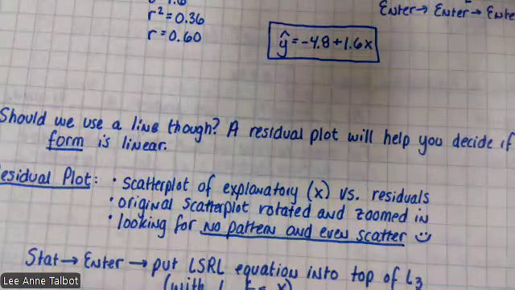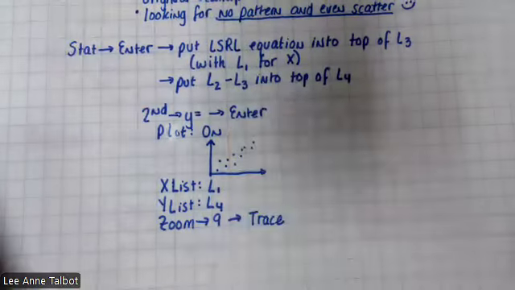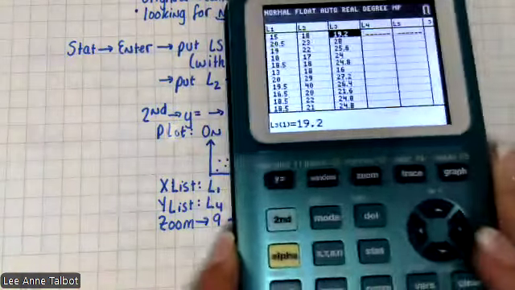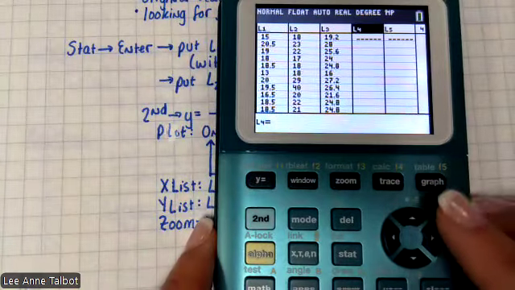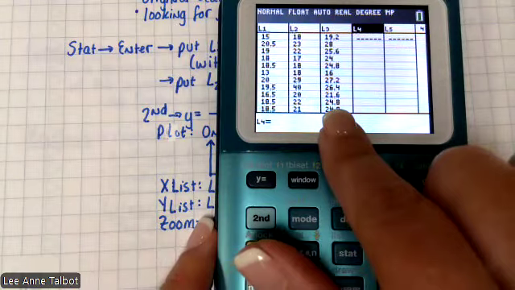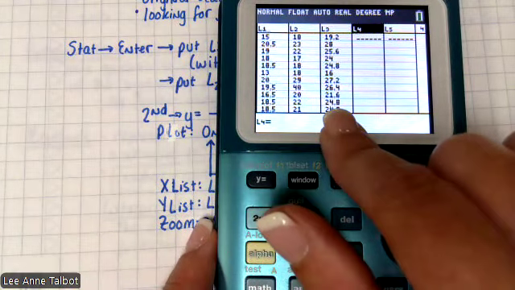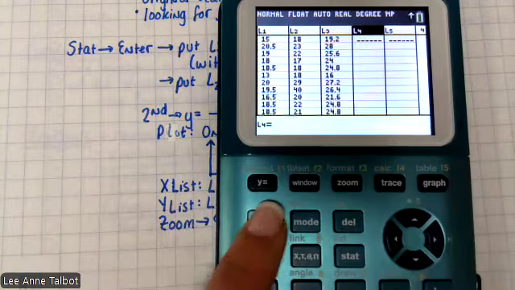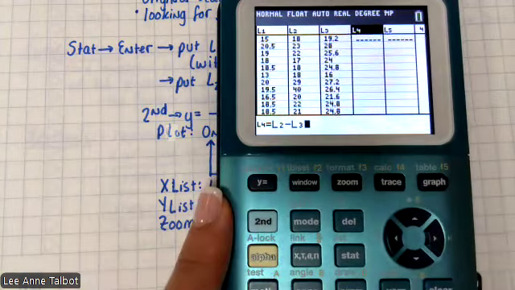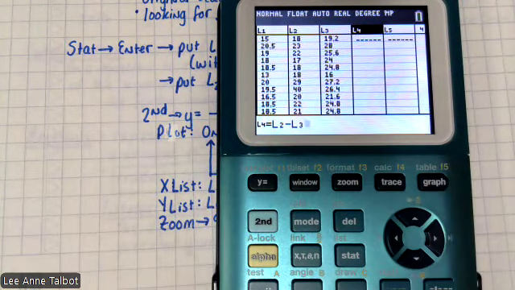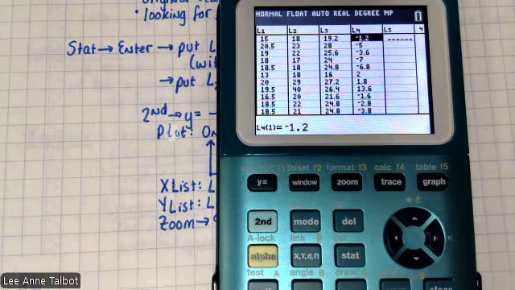Okay, now, next step. Put L2 minus L3 into the top of L4 because that's actual minus predicted Y. This is actual Y minus predicted Y. What's the formula for a residual? Actual Y minus predicted Y. L2 minus L3. Actual minus predicted. And then hit enter. And those are all of your residuals.